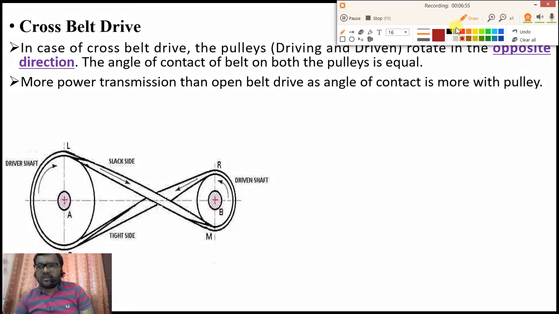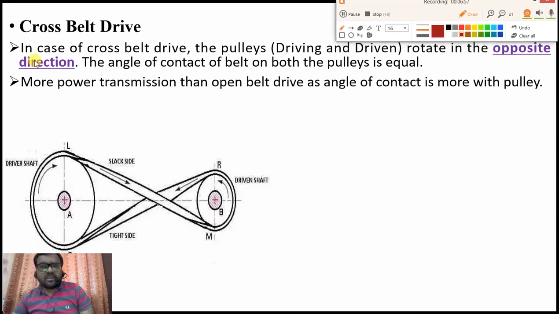So in case of cross belt drive, driving and driven pulley rotate in opposite direction. So the belt drive is called a cross belt drive.